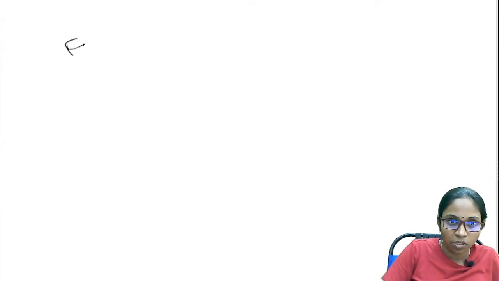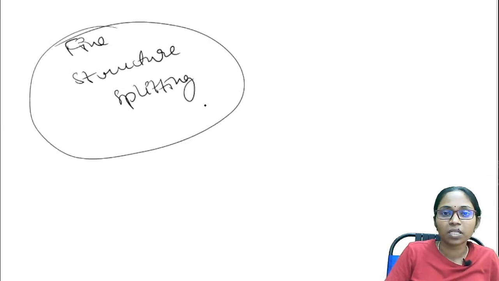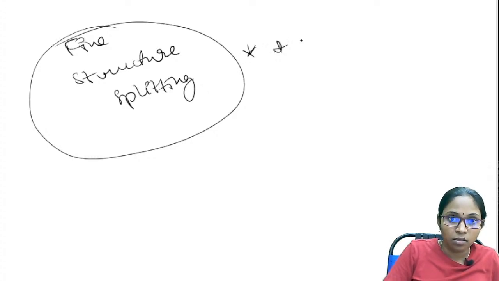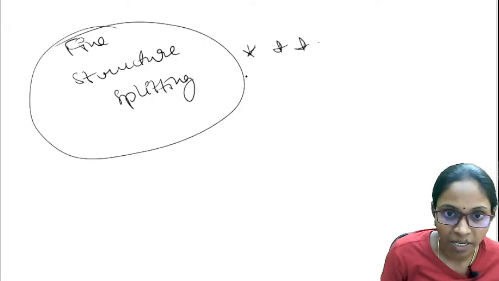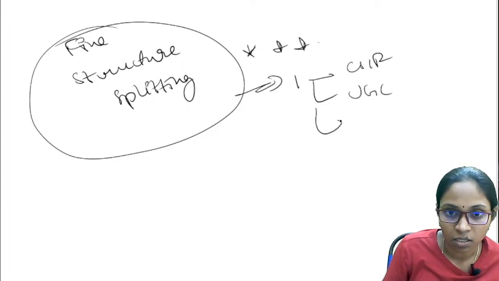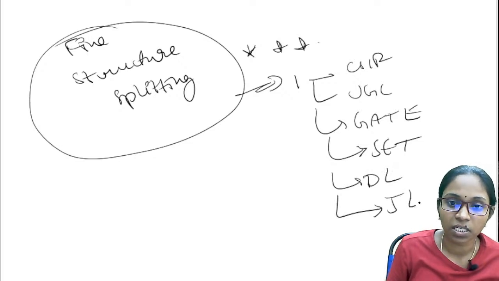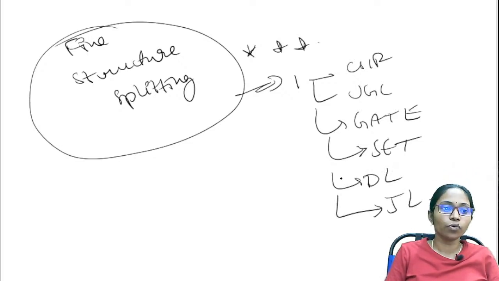I will discuss this fine structure splitting of spectral lines in our next class. This is a very important class. Why? Because there will be one question for your CSIR NET, UGC NET, GATE, SET exam, JL and DL. There will be a definite question from our next class for this examination.